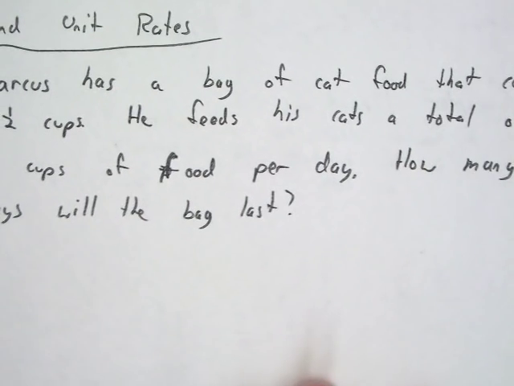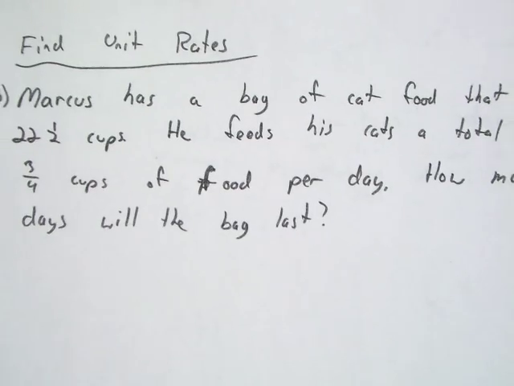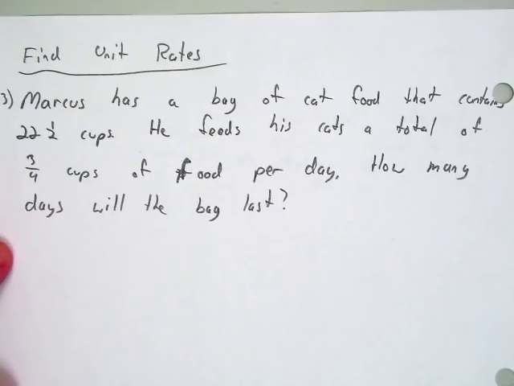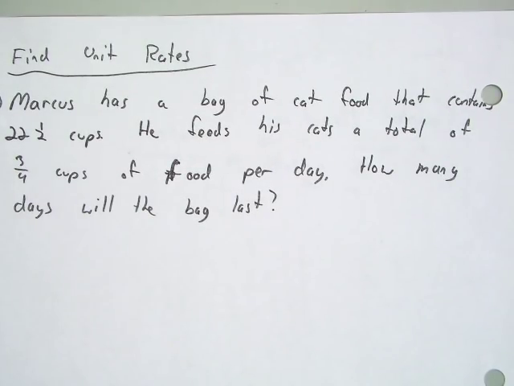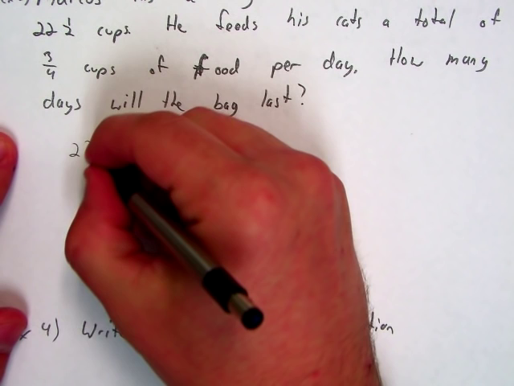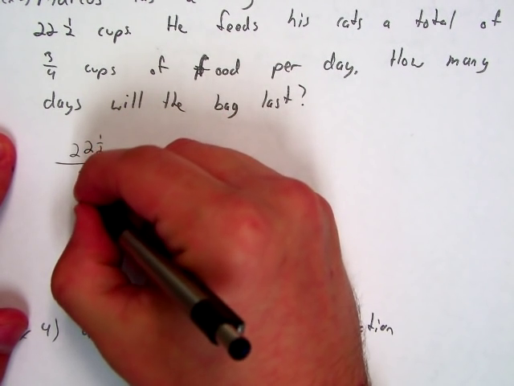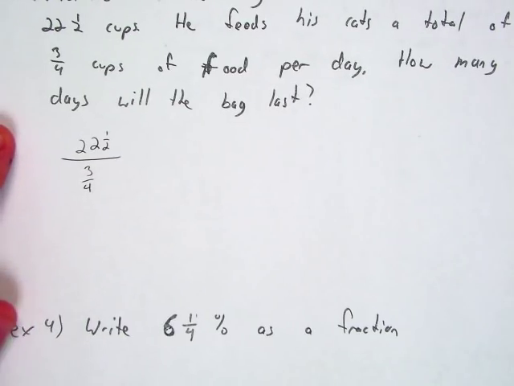Let's turn it over to look at example 3. We can use complex fractions to help us find unit rates. So example 3 says Marcus has a bag of cat food that contains 22.5 cups. He feeds his cats a total of 3/4 cups of food per day. So how many days will the bag last? So we're looking for 22.5 over 3/4.